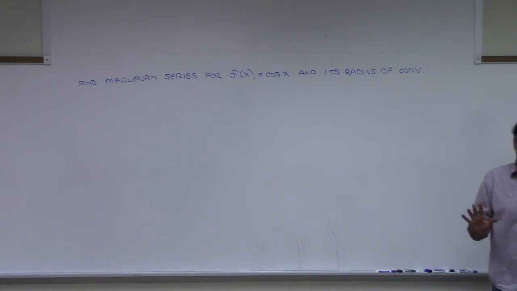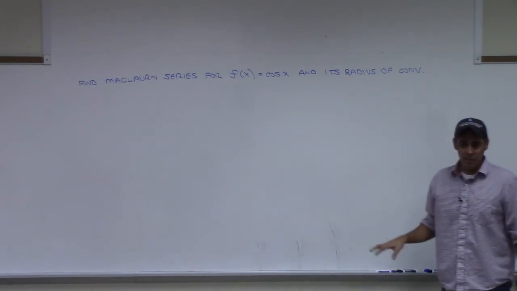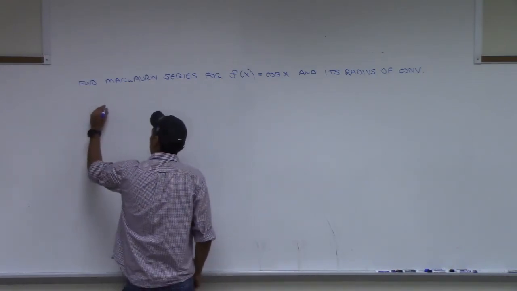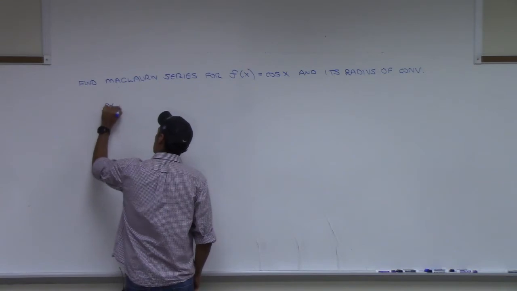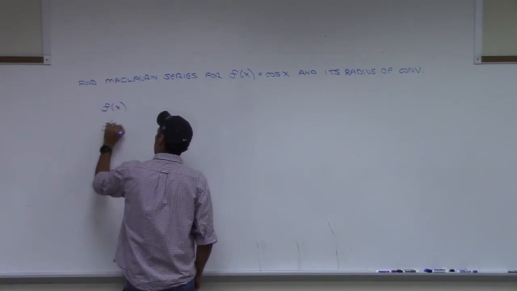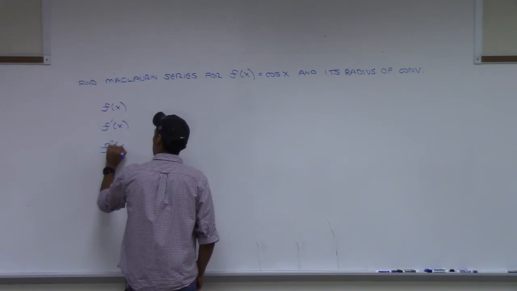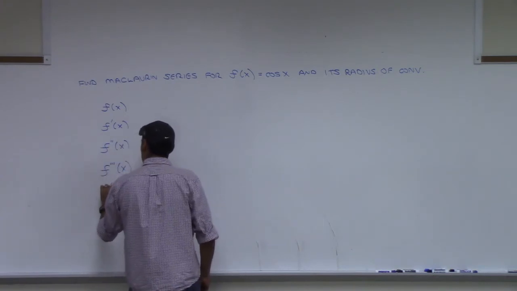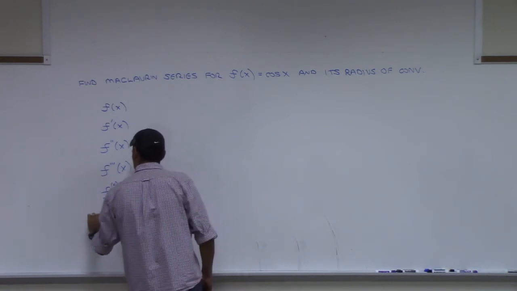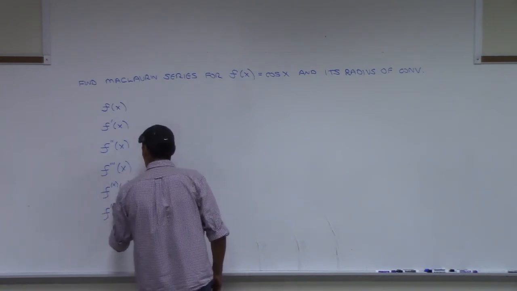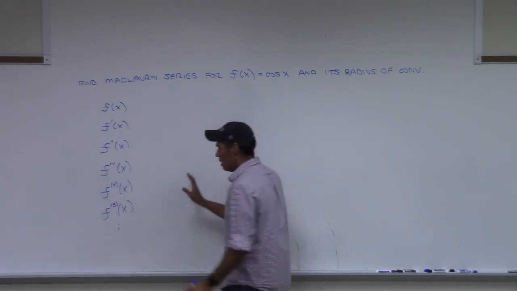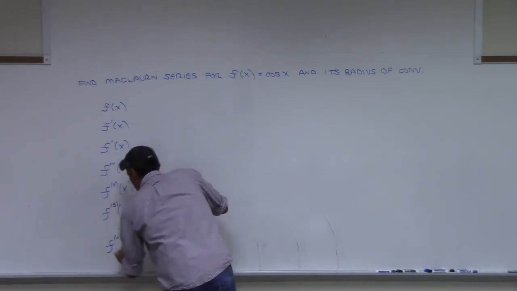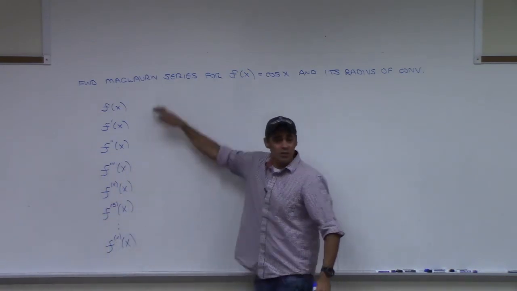So the way I like to start these problems out is to make a table. What I'm going to have over here is my function, its derivative, its second derivative, its third derivative, its fourth derivative, its fifth derivative, and then maybe, if I'm lucky, I might be able to come up with a formula for the nth derivative. I don't know yet. So I'm going to have that; these are just going to be all my derivatives.